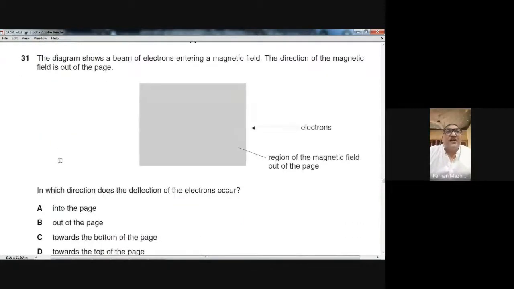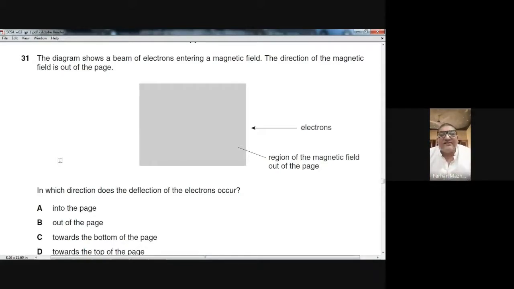So question number 31 is showing up on your screen. The diagram shows a beam of electrons entering a magnetic field. The direction of the magnetic field is out of the page. So in which direction does the deflection of the electron occur? You see, the magnetic field is out of the page. The electrons are going towards the left.